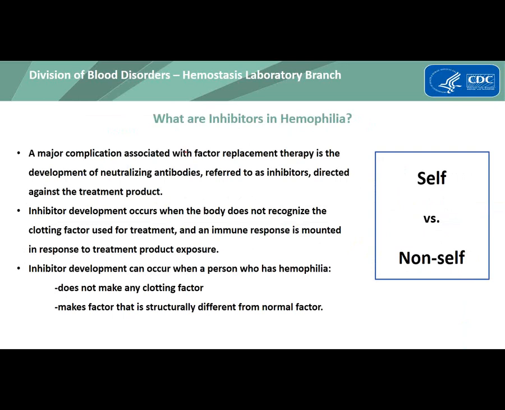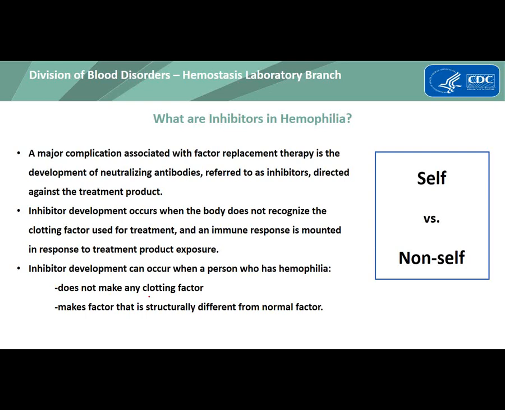We know that a major complication associated with factor replacement therapy is the development of neutralizing antibodies, which are referred to as inhibitors, directed against the treatment product. And inhibitor development occurs when the body does not recognize the clotting factor used for treatment, and an immune response is mounted in response to treatment product exposure. So this is a classic self versus non-self dilemma for the immune system. And we know that inhibitor development can occur when a person who has hemophilia does not make any clotting factor or makes factor that is structurally different from normal factor.